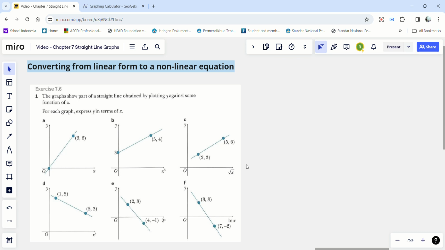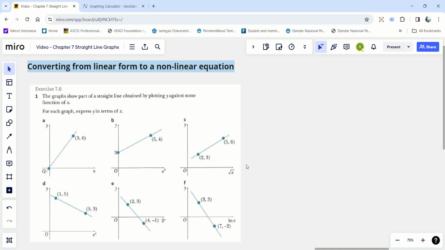Hello everyone. I'll be talking about the very last section of chapter 7, straight line graphs, in this video. In the previous videos I already discussed the application, so I want you to watch that one first before you go through here, and then how you convert from a nonlinear equation to linear form. So now let's move on to the final part.